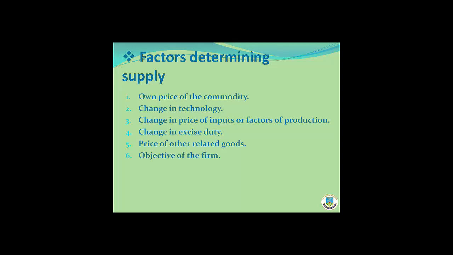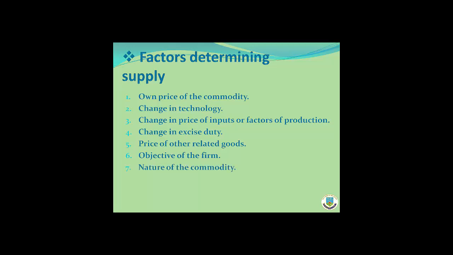Point number 6, objective of the firm. Generally, supply of a commodity increases only at higher prices as it fulfills the objective of profit maximization. However, with a change in trend, sometimes a firm may be induced to increase the supply of a commodity not because it is more profitable, but to enhance its status and prestige.